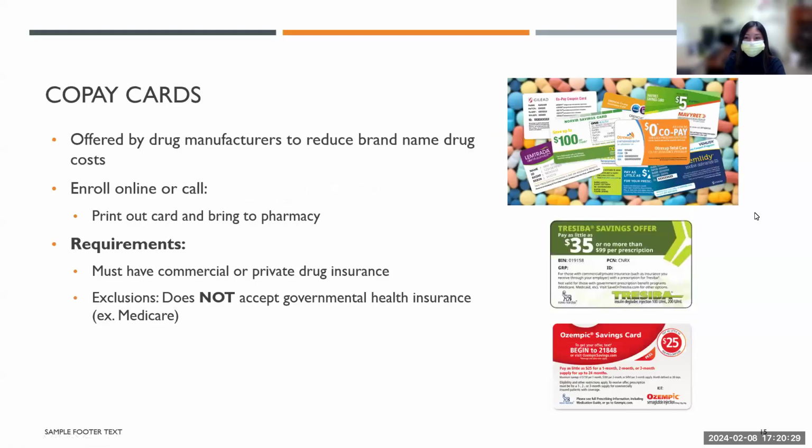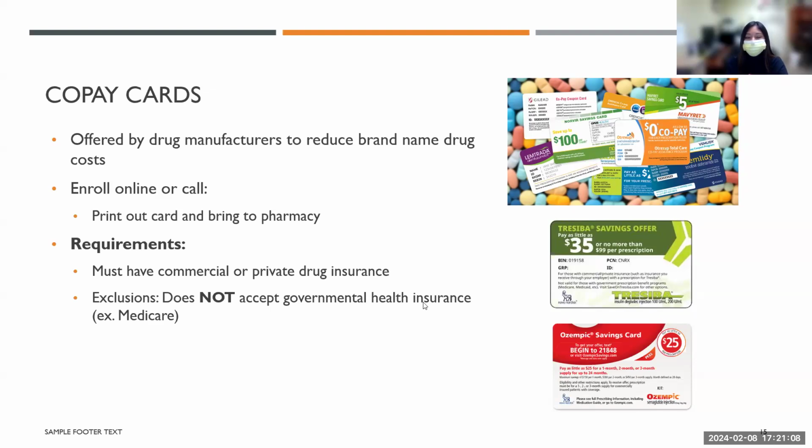All right. So let's start with learning about copay cards. Copay cards are offered by drug manufacturers, also known as pharmaceutical companies, in order to reduce the brand name drug costs. It's not going to reduce all the cost of the brand name drug, but it's going to help offset some of the costs. The way that you enroll for these copay cards is either online or by calling a phone number. You will have to go to the website of the brand name drug, and you can find information about how to enroll and call.